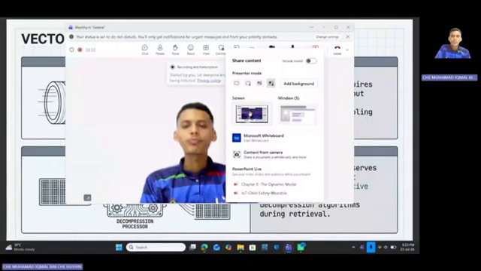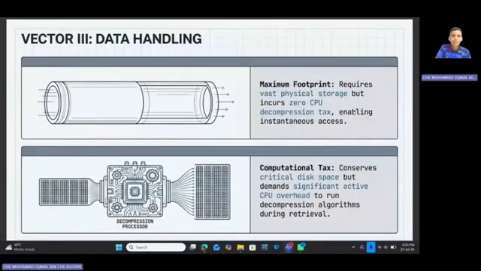My name is Cik Muhammad bin Hussein. My student ID is B24120024. And now my slide is vector 3, data handling, coefficient and slide content.